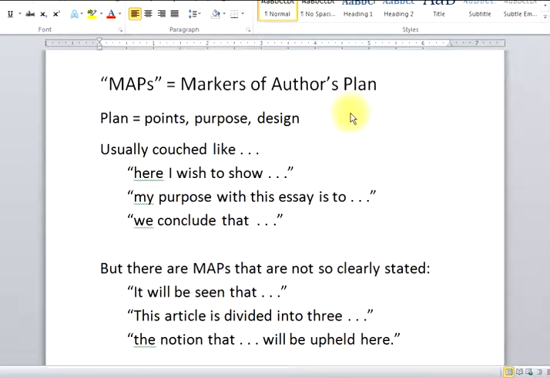In this video, I want to discuss what a map is, what maps are. They are sentences in an author's writing that can be seen as markers of the author's plan. So MAP, maps, they do give you a picture of the points, the purpose, or the design that the author is building into his or her work.